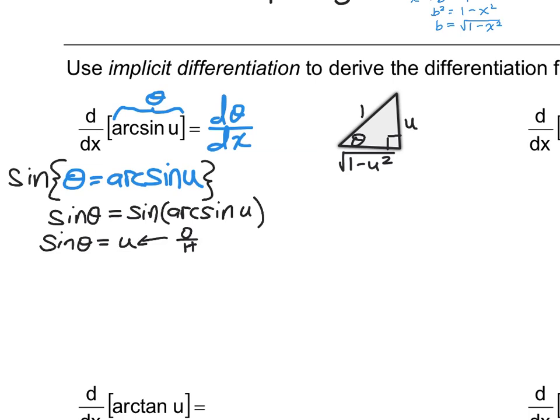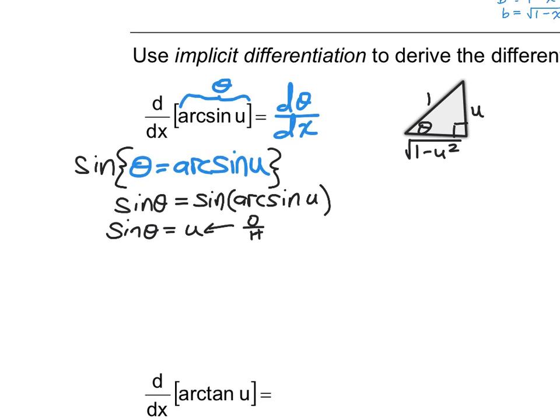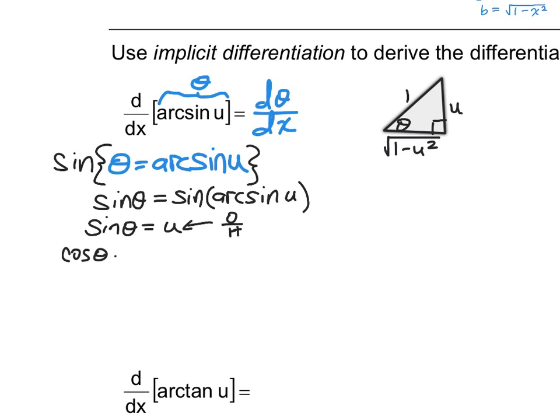So now I need to find the derivative of this with respect to x. That's the implicit part of it. Let's start off with the left-hand side. What's the derivative of sine of theta? Cosine of theta. Now it's with respect to x, so I have to take the derivative of my inner function. And this is the kooky part. This is the implicit part.